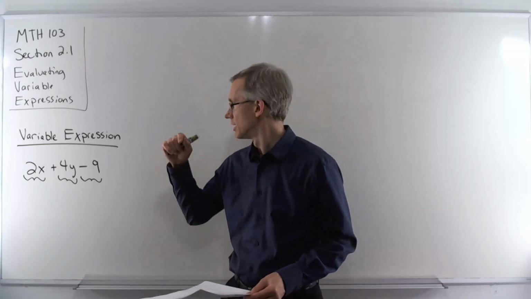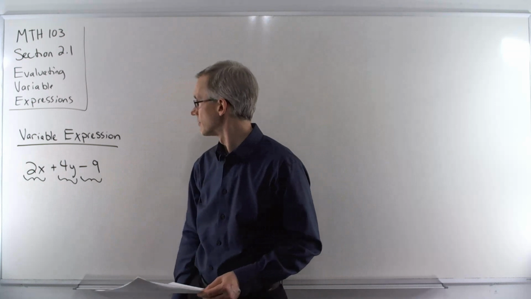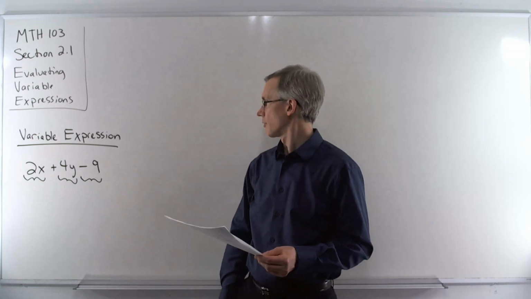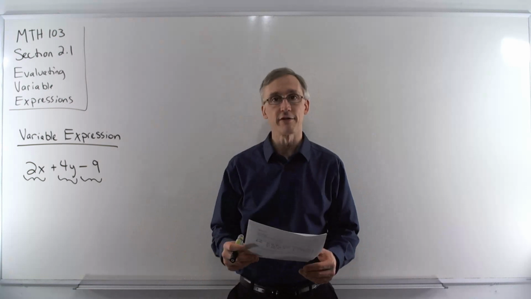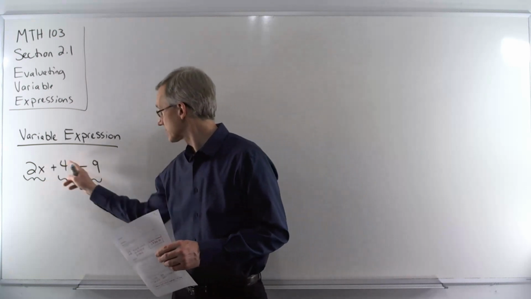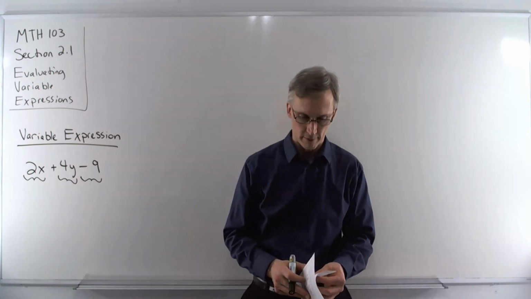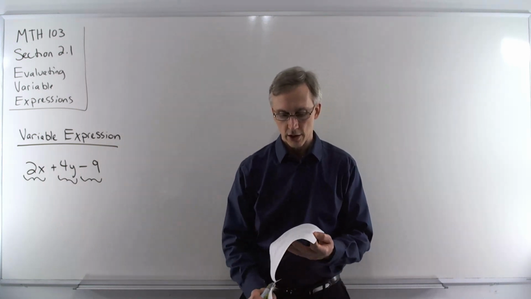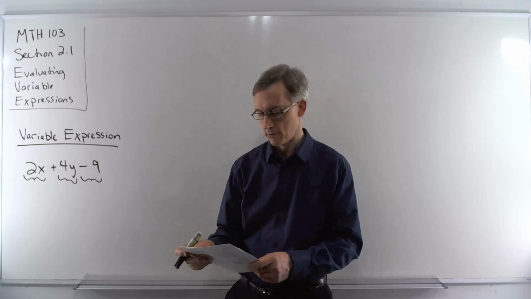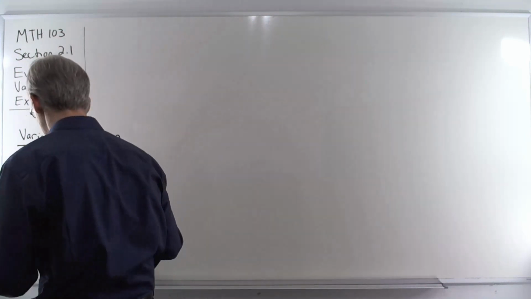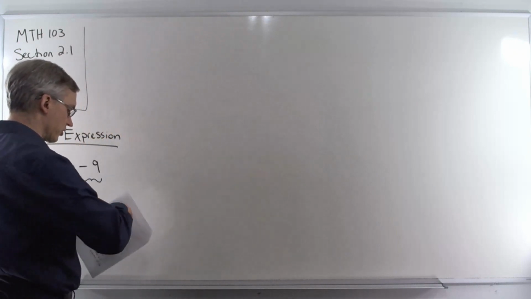Algebraic expression, that's the entire collection of constants and variables and operations. So 2x plus 4y minus 9 is a variable expression. Evaluate means to find the value of an expression. So if we knew the values of x and y, we could plug them in and find the value. So let's practice identifying some of these parts. We're going to name the terms of the variable expression and identify the constant term.